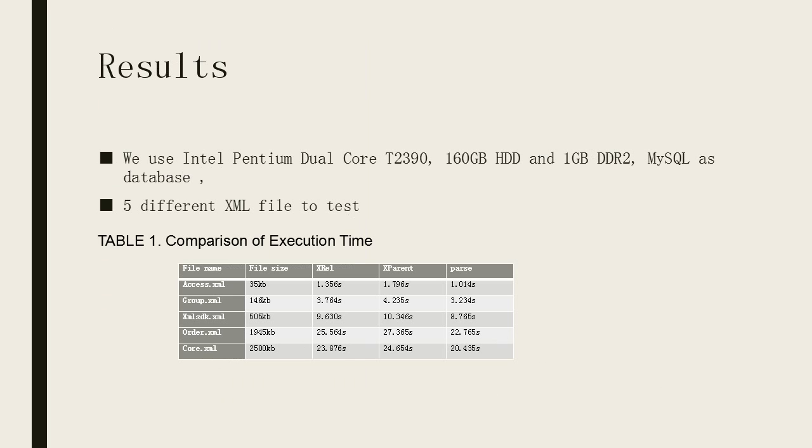Let's move on to our results. Like I said before, I use 5 different CHAML documents to test. I use a set CHAML, a group CHAML, order CHAML, core CHAML. They have different document sizes, and I get the time of mapping the 5 different CHAML files to MySQL using 3 different methods: char_rel, char_parents, and my method, which I call parse here.